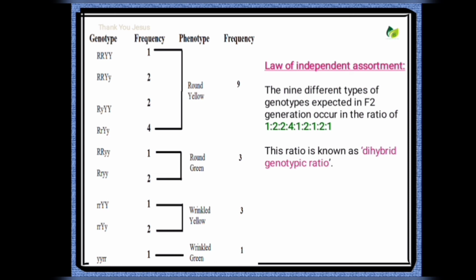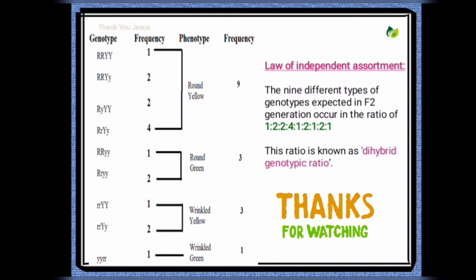The seven pairs of contrasting characters chosen by Mendel are present on seven different pairs of chromosomes. That's why Mendel succeeded. Otherwise, he would not have got such accurate results due to linkage. You should remember. Thank you.